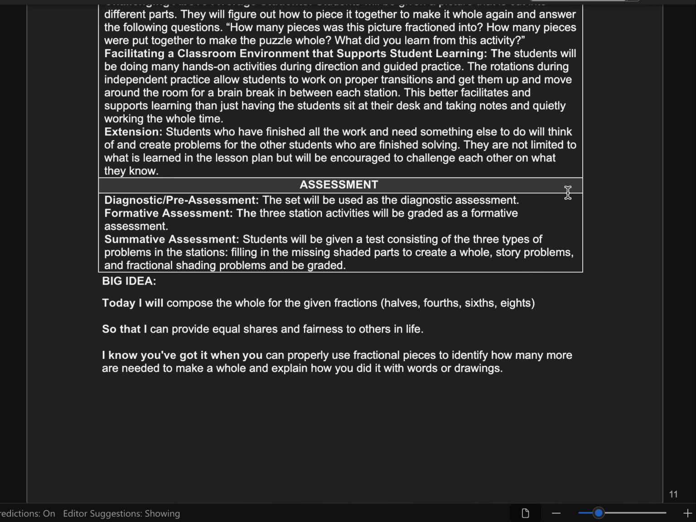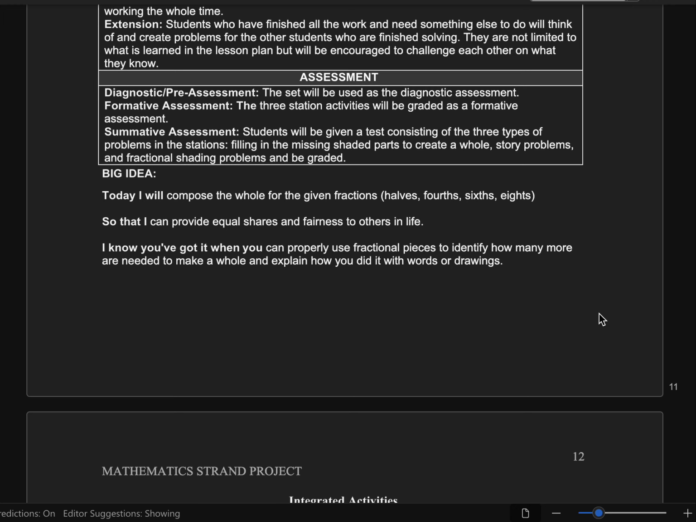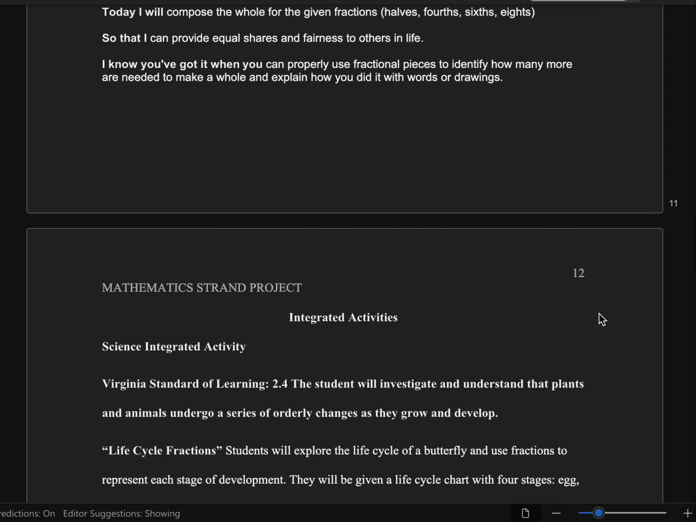The big idea was, today I will compose the whole for the given fraction so that I can provide equal shares and fairness to others in life. I know you've got it when you can properly use fractional pieces to identify how many more are needed to make a whole and explain how you did it with words or drawings.